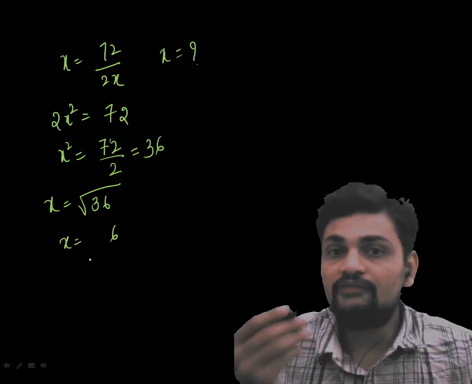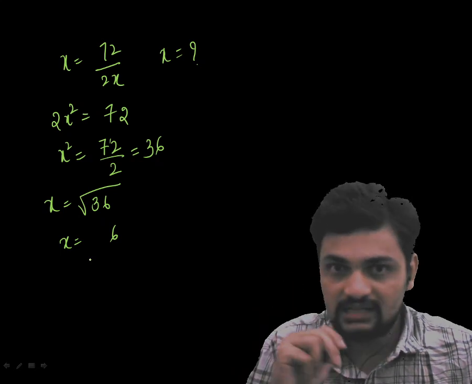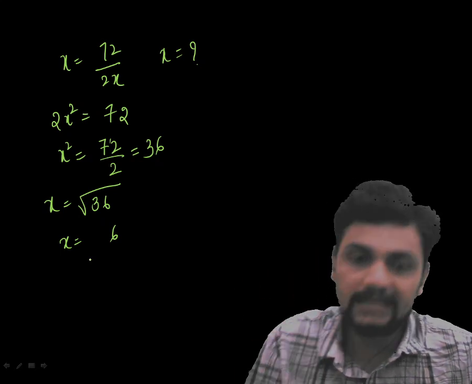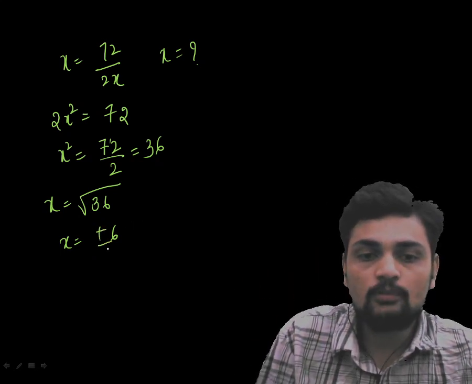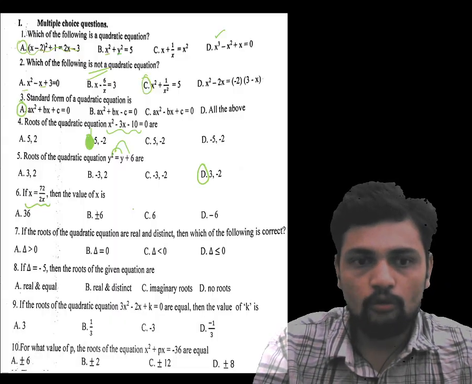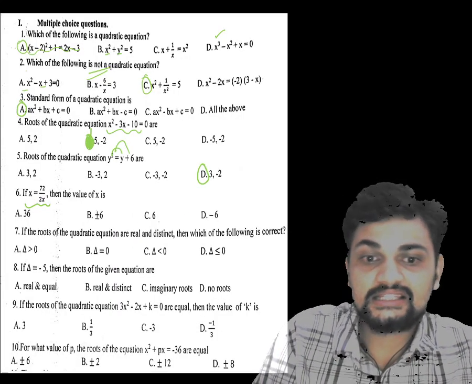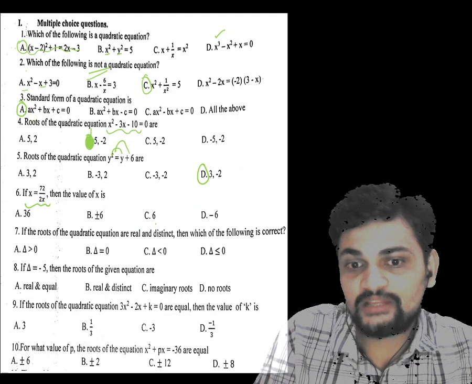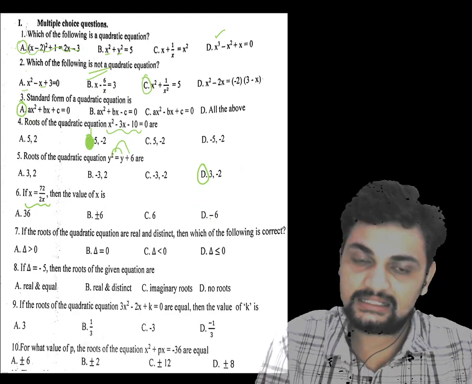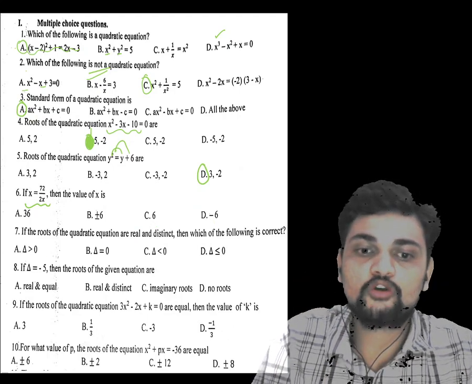But if I take it from the square root, there are two possibilities of answers. It can be positive as well as negative. So the actual answer is plus or minus 6. So go back and search for plus or minus 6. See here, in option C we have plus 6, in option D we have minus 6. But the actual correct answer is plus or minus 6.